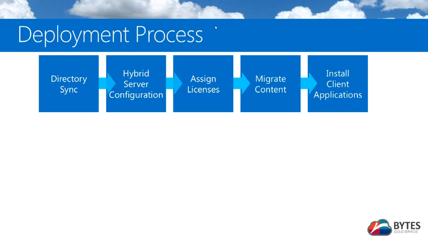So we've now got all our users on there, we've now established a hybrid connection, we've assigned these licenses, content's up there. The last thing is really to only install those client applications, whether it be upgrading your office environment or perhaps something else. Hopefully that gives you a little flavor, if nothing else, of what the migration process looks like. And really, I'll take this opportunity now to ask any questions.